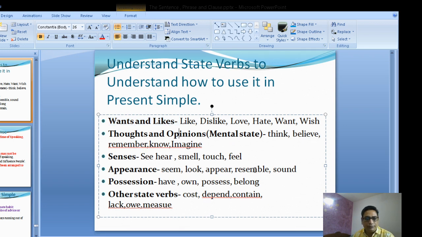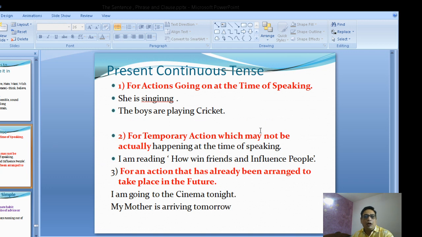Come to the next slide. Present continuous tense has got three situations. Now check these. She is singing. The boys are playing cricket. For actions going on at the time of speaking.